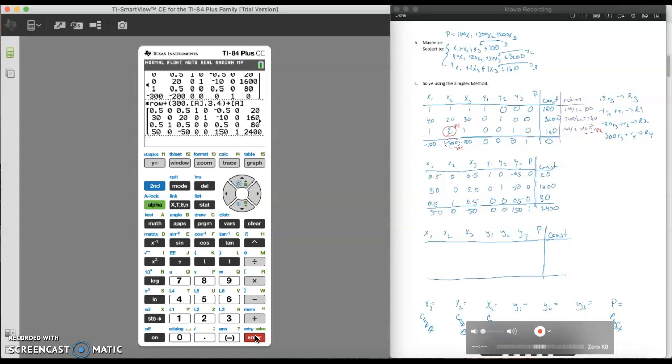We've got to find a new pivot column. That's the only negative. The most negative is the only one. And then we need to find our pivot row with our ratios. Okay, so let's see, our ratios are in this case going to be 20 divided by 0.5, which is 40, 1600 divided by 20, which is 80, and 80 divided by 0.5, which is 160. So it looks like it's that top one, the smallest but not negative, sorry. So our new pivot element is this 0.5.